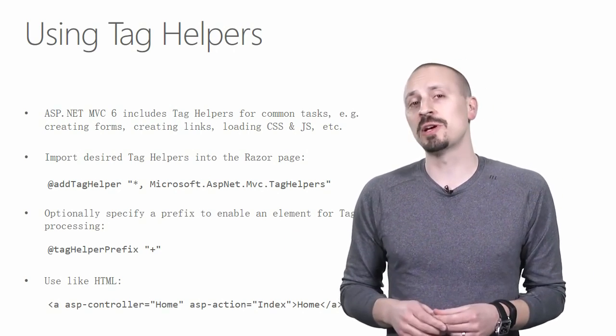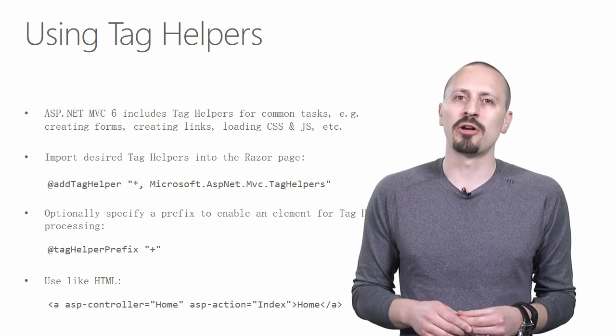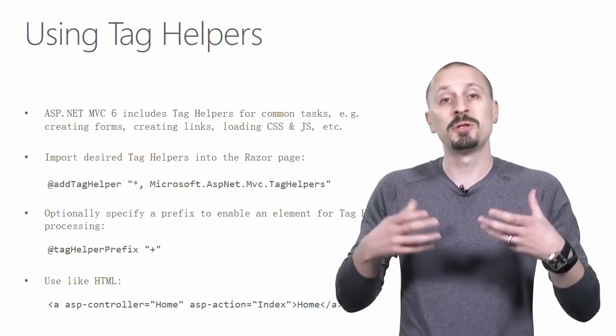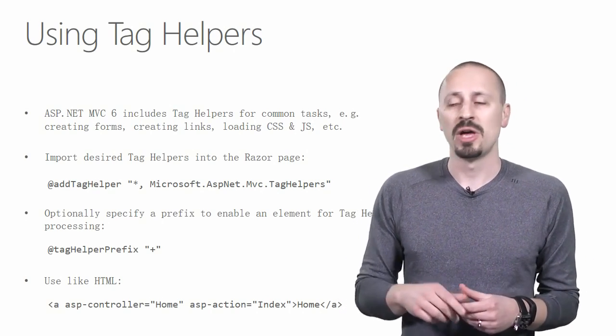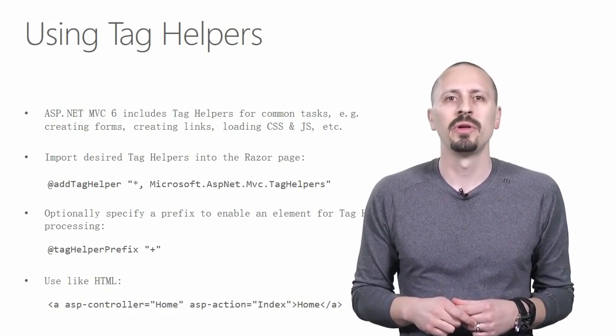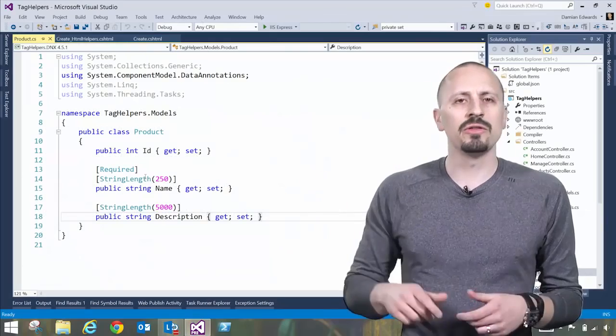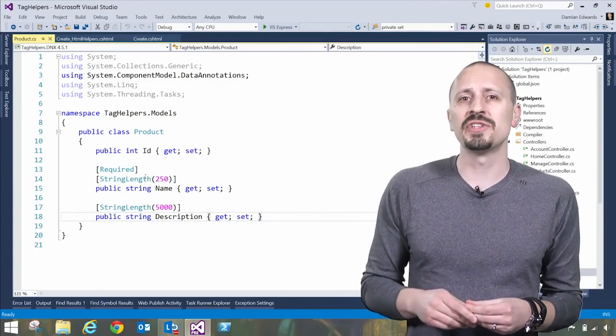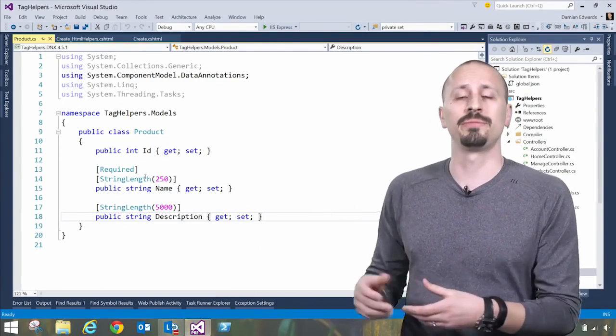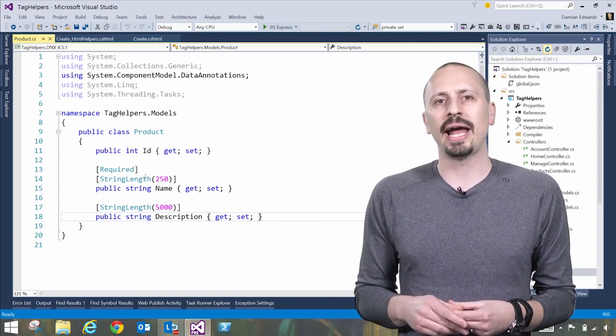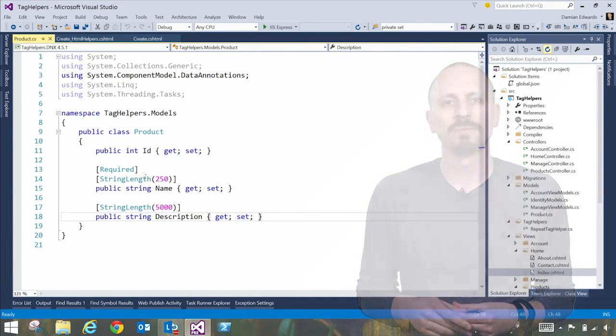You can optionally specify a prefix that must be present on an HTML element name for them to be considered for tag helper processing. In this case, I'm using the plus sign. Then you just use them like HTML elements. Here, we're using the anchor tag helper in MVC to create a link to a controller action. Let's take a closer look at how to use tag helpers.